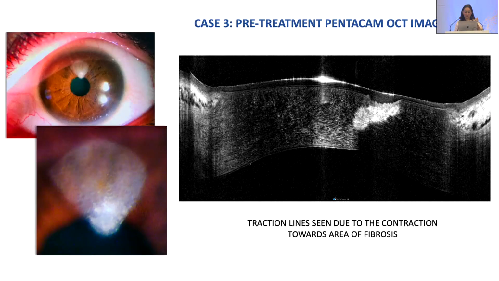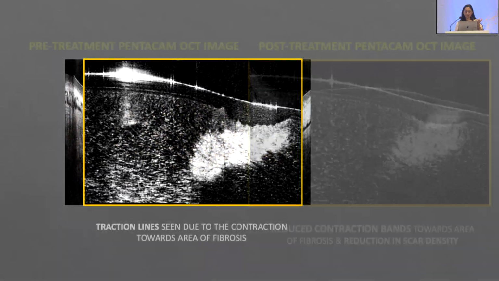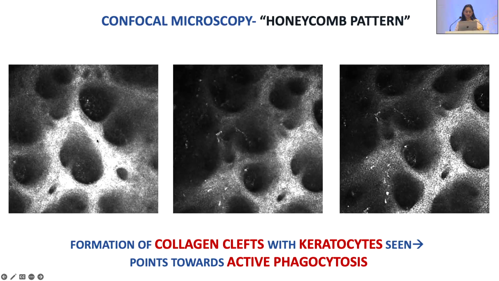Now we wanted to see what's happening to this scar, and this slide I've borrowed from Dr. Rohit, and my colleague Deepti helped me make it. You can see there are a lot of traction lines due to contraction towards the area of fibrosis. So that's what is leading to the hyperopic shift in this patient. And when we started using losartan, not just the scar density reduced, the contraction bands towards the area of fibrosis also reduced. When you see these confocal images, you can see there's a highly dense area here, and this is what the myofibroblasts and fibroblasts look like. And when we use losartan, you can see it's cutting down those fibroblastic tissues, and that's how the haze is coming down.